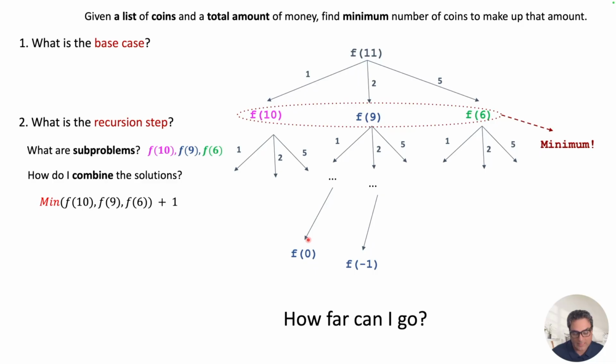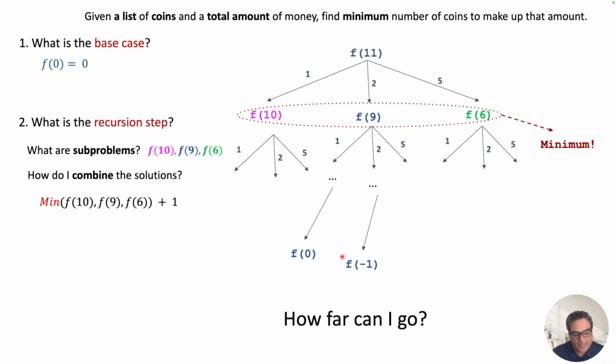So how many coins do you need to build the value of 0? It turns out that you need 0 coins, so f of 0 can be 0. There is a case that you keep going down. For example, if you keep subtracting 2 from 11, you go to 9, then 7, then 5, and eventually you come to minus 1, not 0.